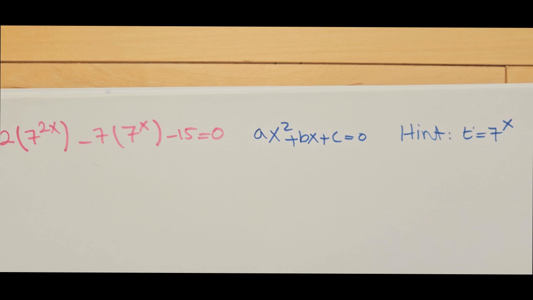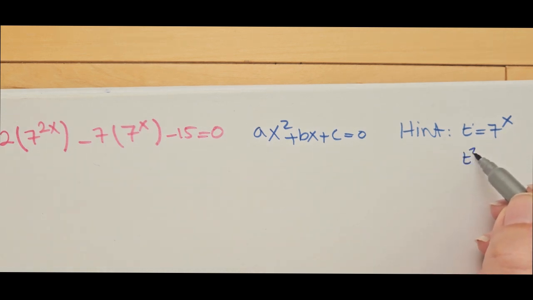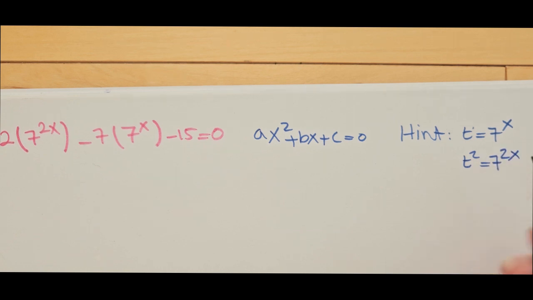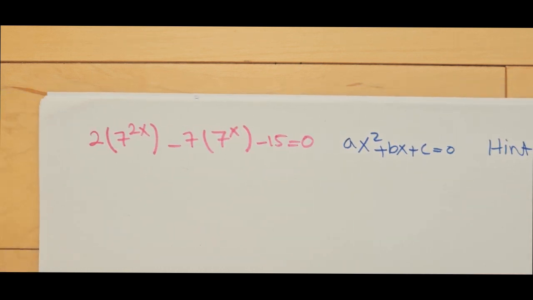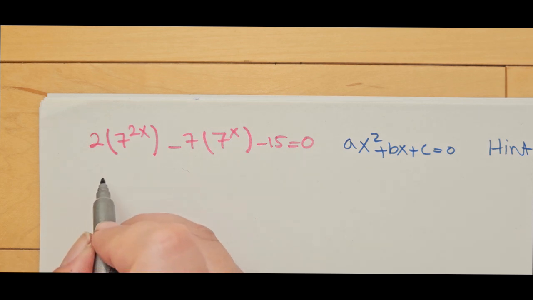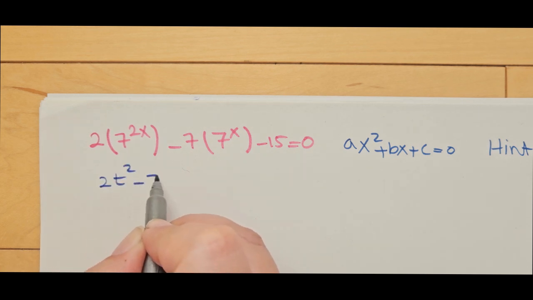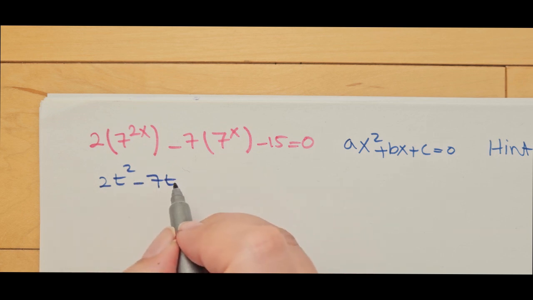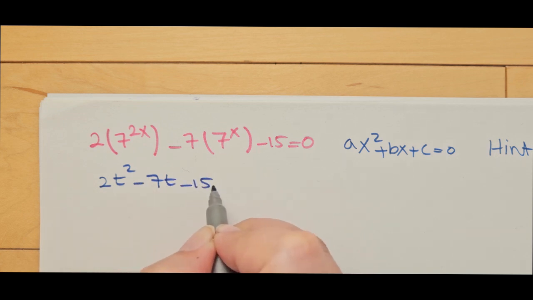That's the intermediate variable. So if t is 7 to the power x, t to the power 2 would be 7 to the power 2x. Okay, so now let's go back to our equation and substitute. Here your equation will change into 2t squared minus 7t minus 15 equal to 0. And this is a typical quadratic, right?